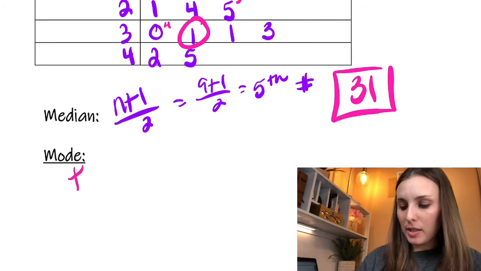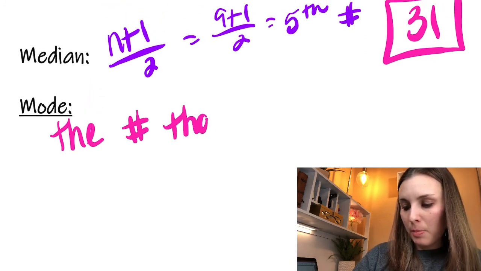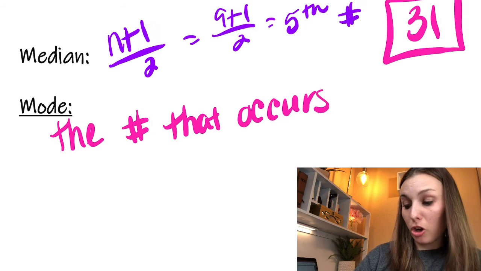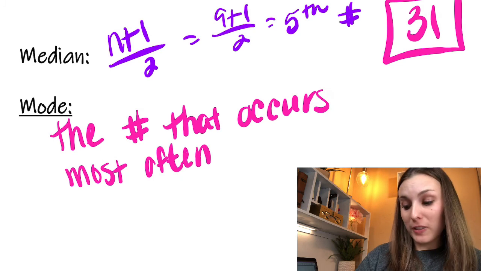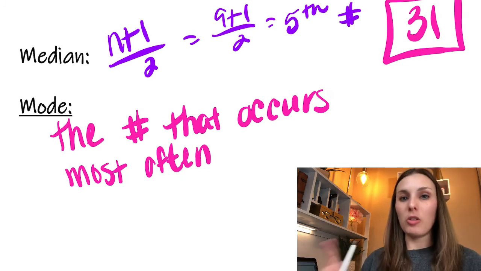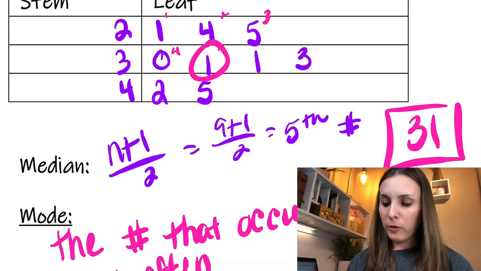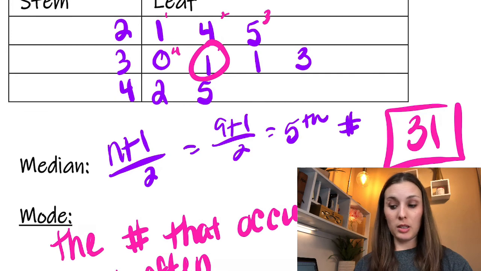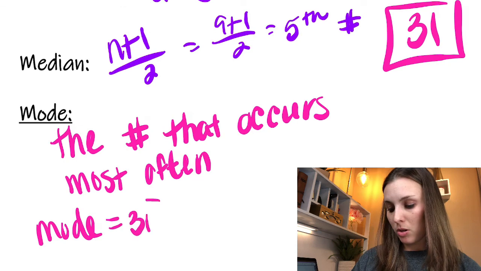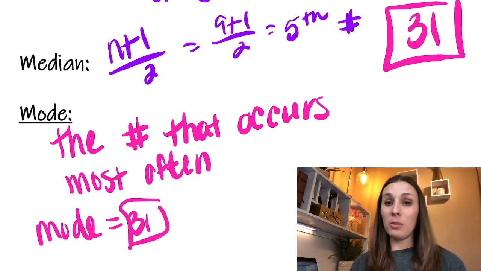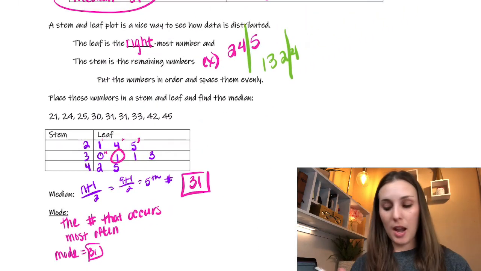The mode, I haven't talked about this yet, is the number that occurs most often. Mode is not the largest number, but the one that occurs most often. So look at this stem and leaf. Do any numbers repeat? 31 does. It's written twice. So the mode is also 31. There can be no mode, and there can be multiple modes. So beware of that as you work.